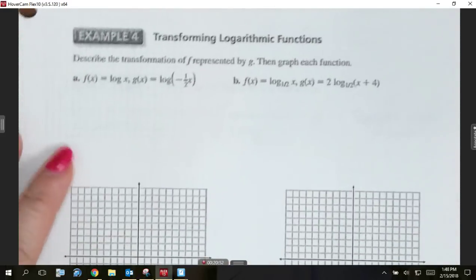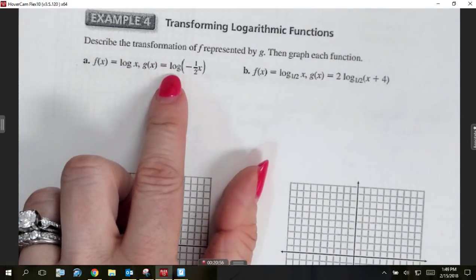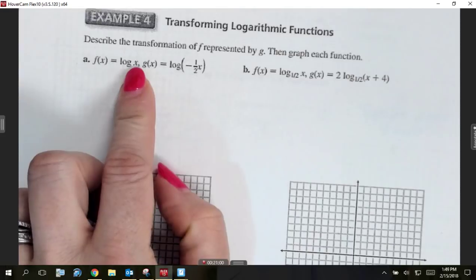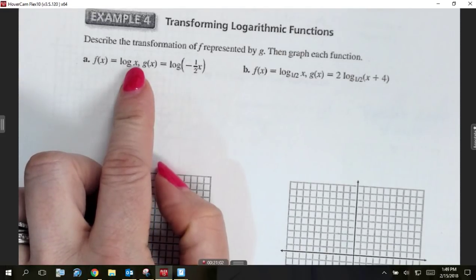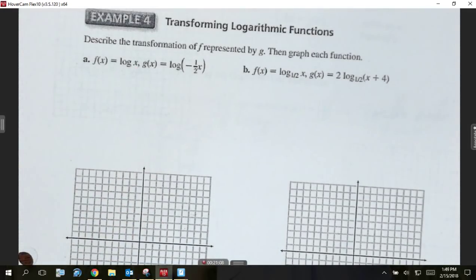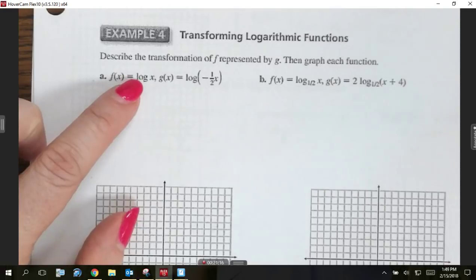Example 4. We're going to begin with log x, and then we're going to translate it to log of negative half x. So when you do logarithmic, you have to start with the exponential. Then you have to switch it. So this has one extra step. We have to start with the exponential. So the first thing you want to say is, what is the base of this log?